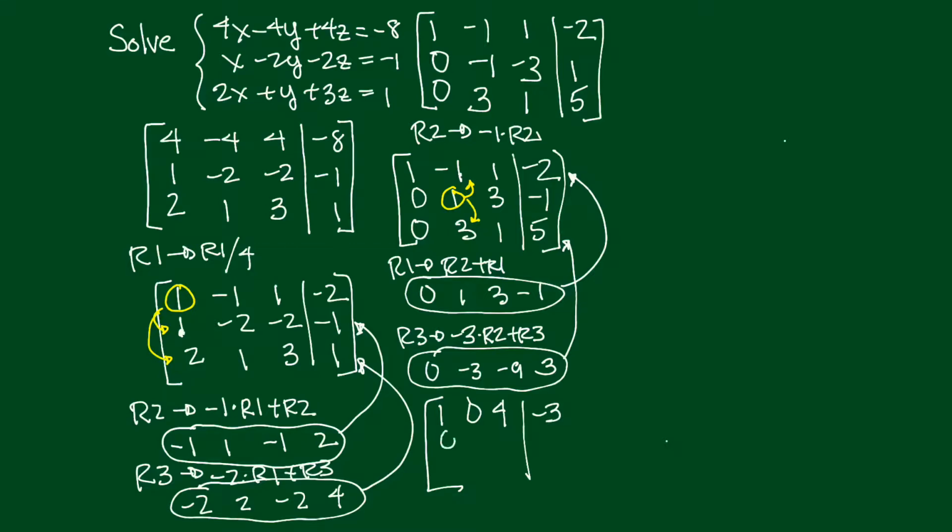Second row stays the same. 0, 1, 3, negative 1. Now the third row is going to become the current third row, right here, added to that row, component-wise. First and first, second and second, and so on. So 0 and 0 is 0. Then where are we? We're at second and second. Negative 3 and 3 is a 0. Then we're at negative 9 and 1 is a negative 8. Then last and last, what do we have? 3 and 5.